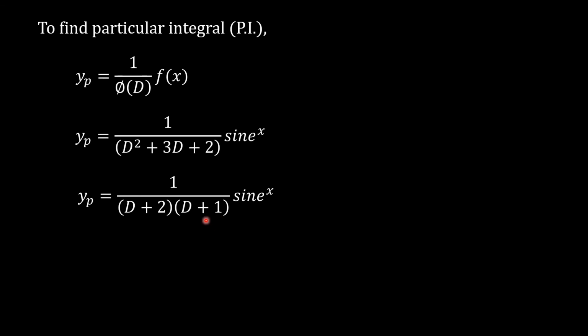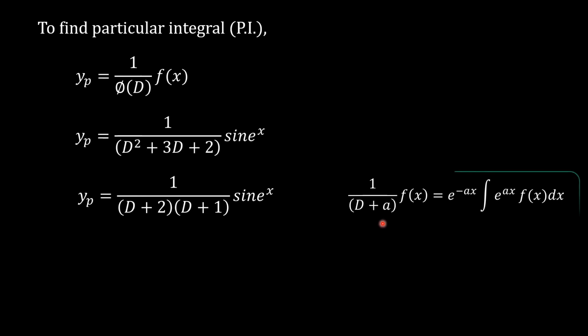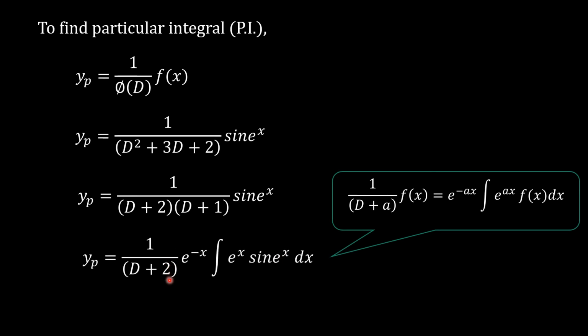Now first we are going to operate this 1 upon D plus 1 operator on the function sine of e raised to x using the general method, which is 1 upon D plus a of f of x equal to e raised to minus ax integration e raised to ax f of x dx. In this case, our a is 1. So replace a by 1. That gives us yp equal to 1 upon D plus 2 of e raised to minus x integration e raised to x into sine of e raised to x dx.